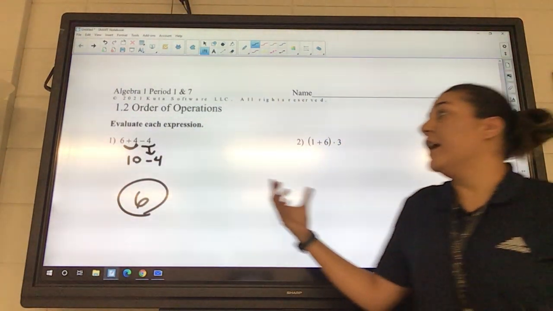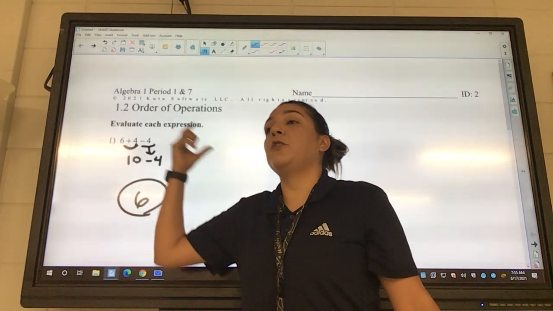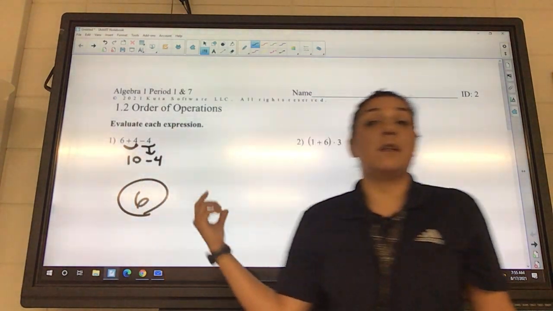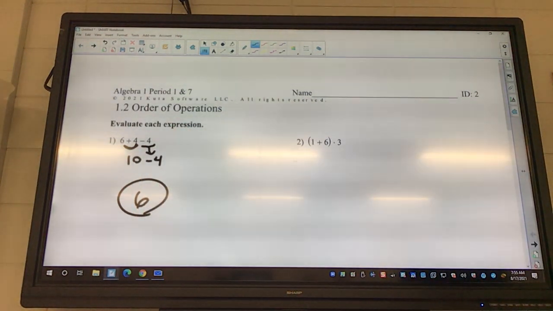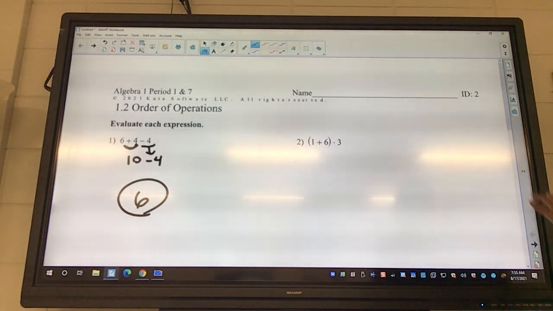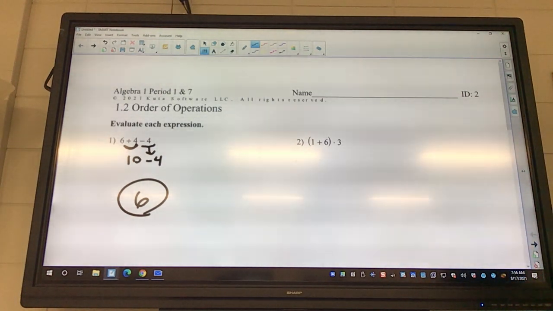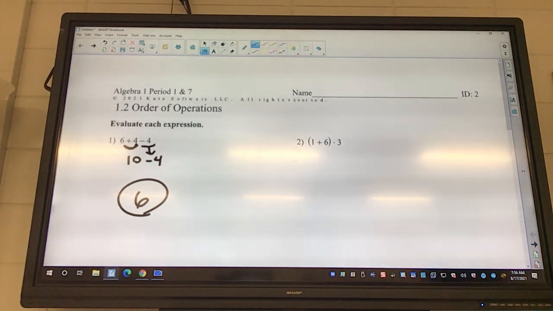Okay, and same thing. Yesterday we used this word a lot. It says evaluate each expression. That means your answer should be a single number. Okay, if it's not, then there's something wrong. Okay, so you're just going to get 6 for number 1.